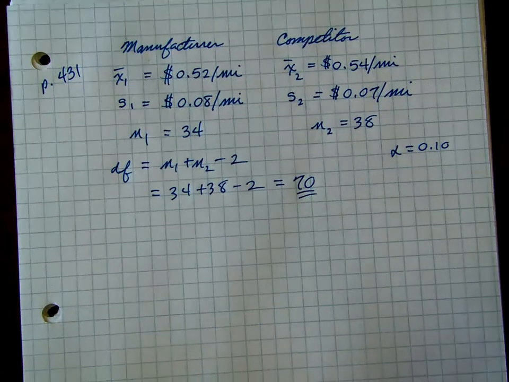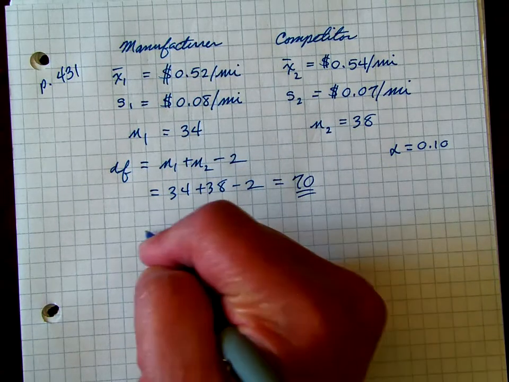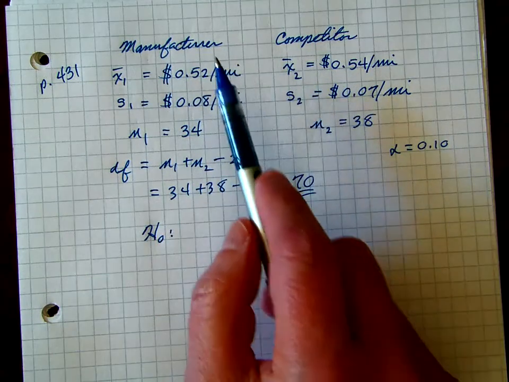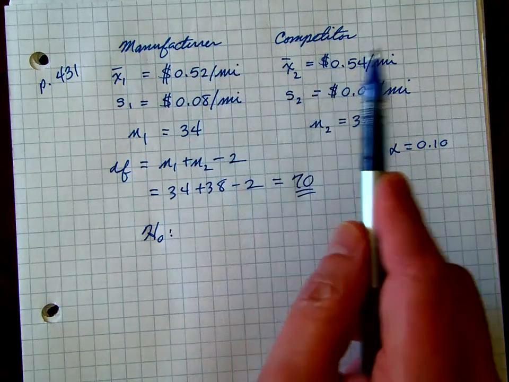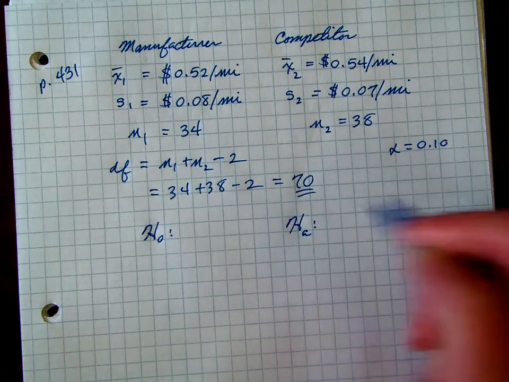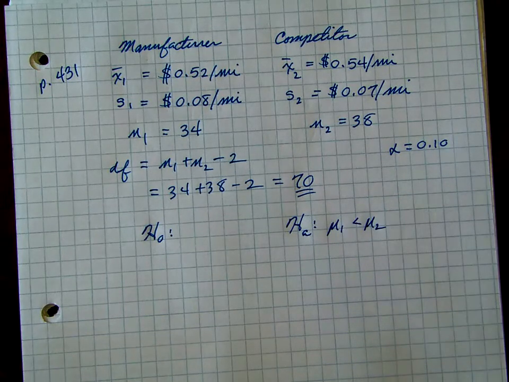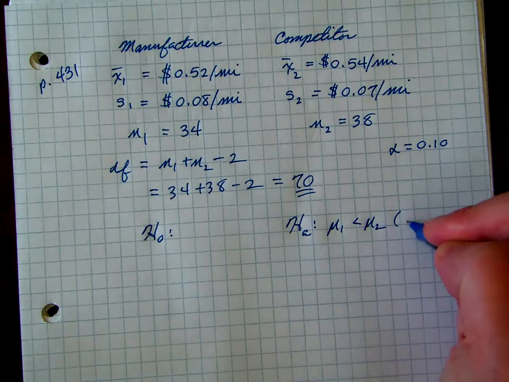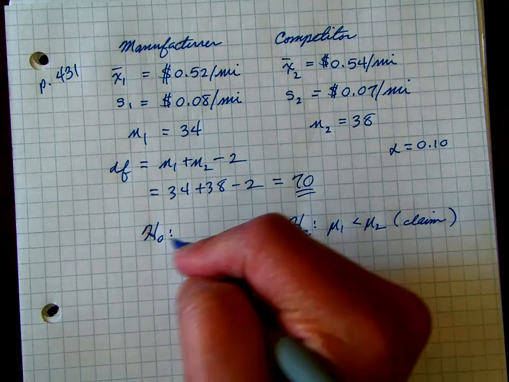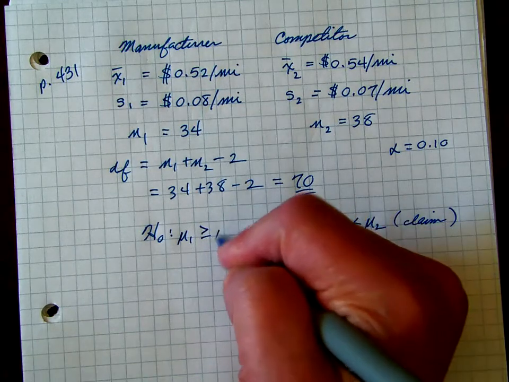And if you check it out, let's see what our hypothesis is. The manufacturer is claiming that his costs are less. So that's the claim. It's a strict inequality, so it has to be over here: the claim that mu1 is less than mu2. That leaves the equality in the null hypothesis, so mu1 is greater than or equal to mu2.